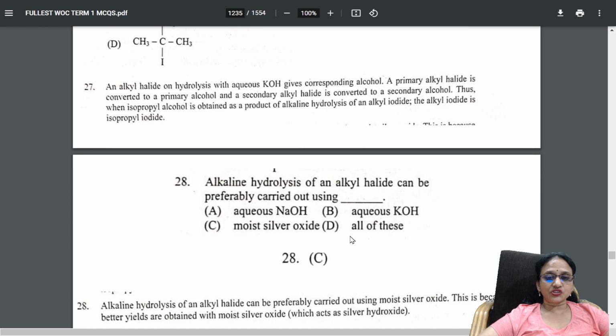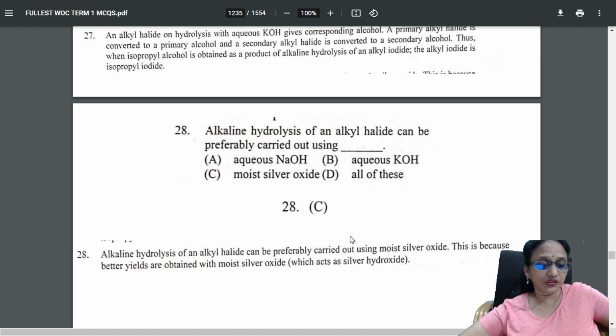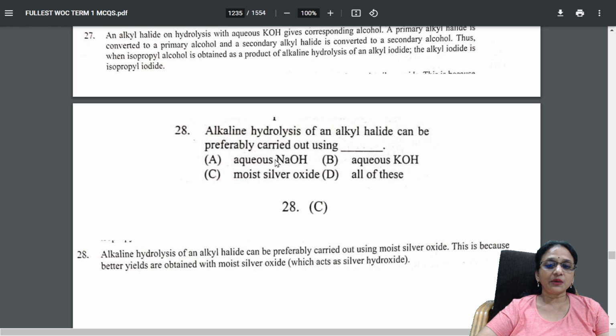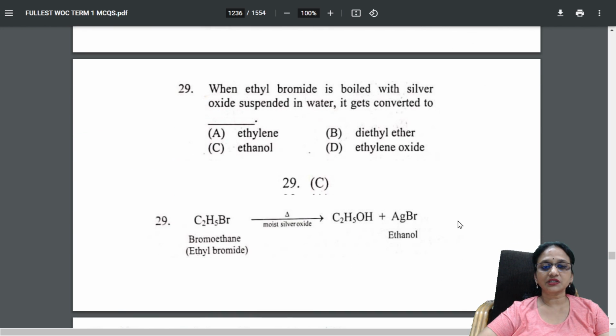Next important thing, alkaline hydrolysis. Slowly they are taking you into chemical properties. They give you an alkyl halide. What happens when you do hydrolysis with silver oxide, sodium hydroxide or potassium hydroxide? Preferably when they give you silver oxide. Like that, there are different questions on the chemical properties.